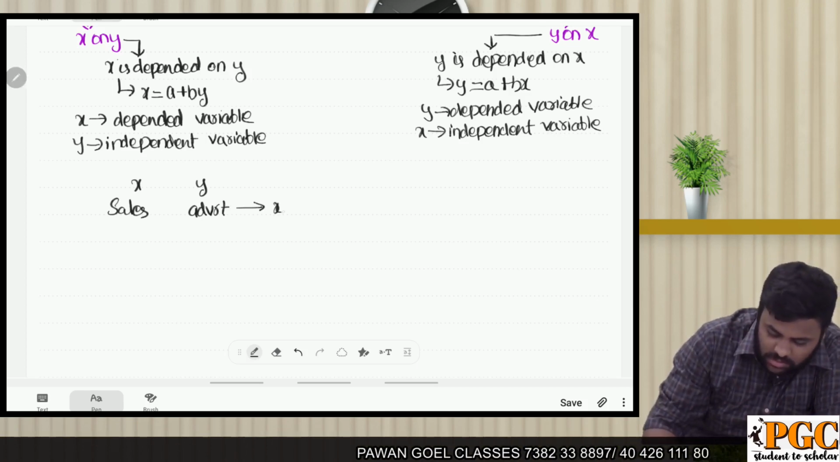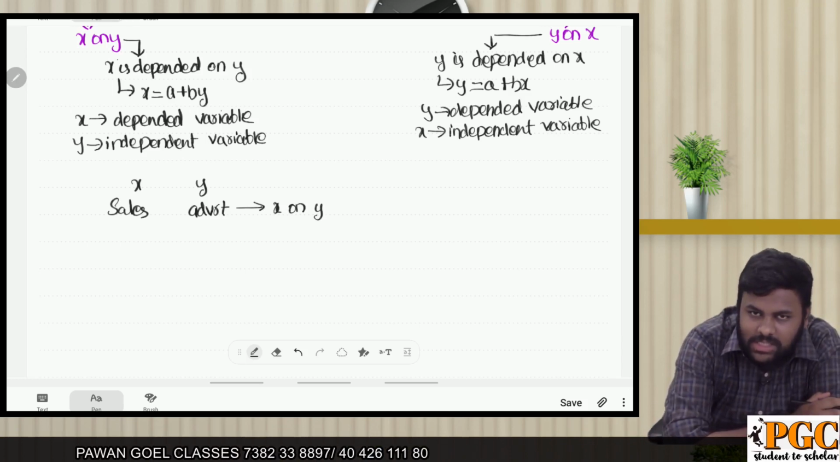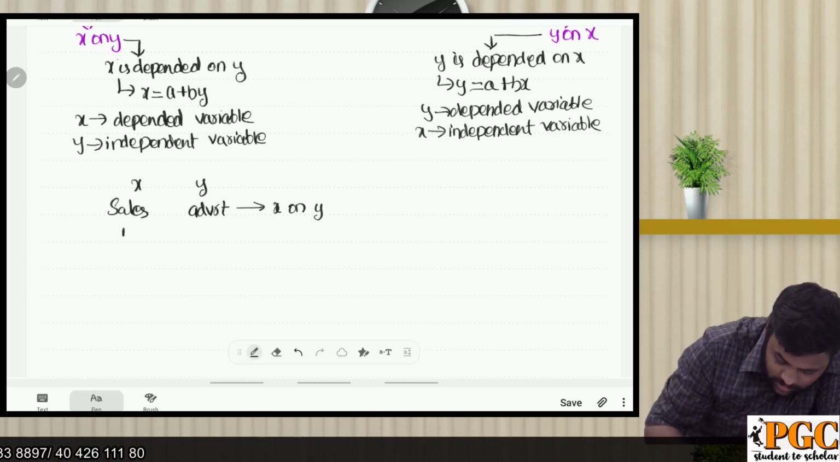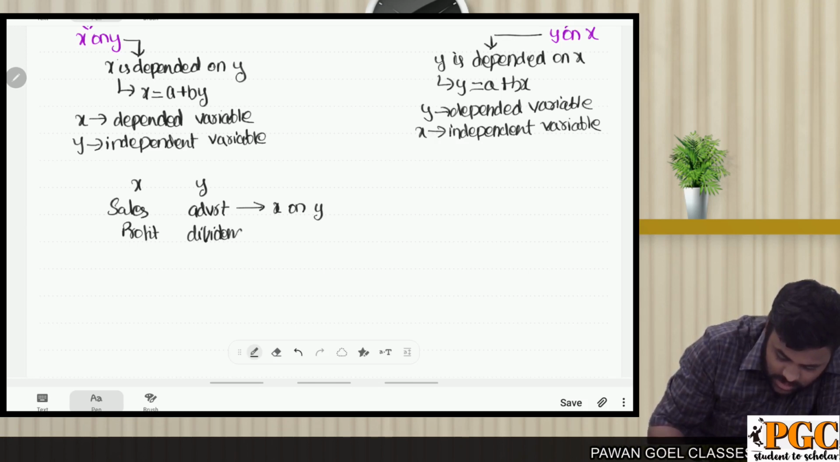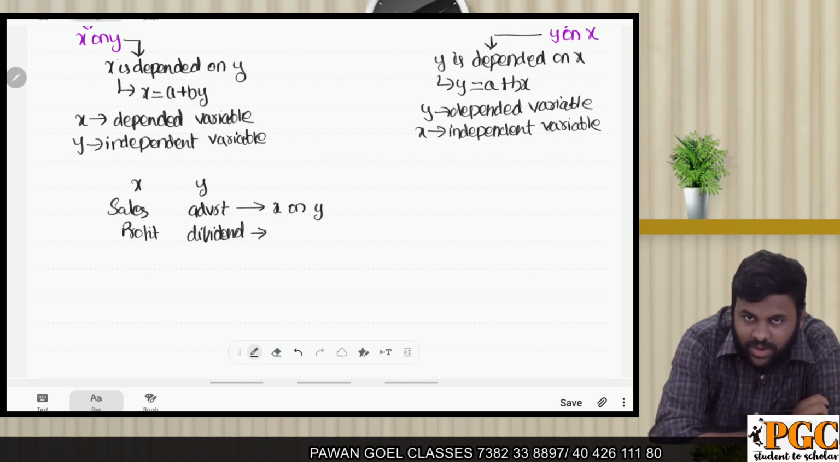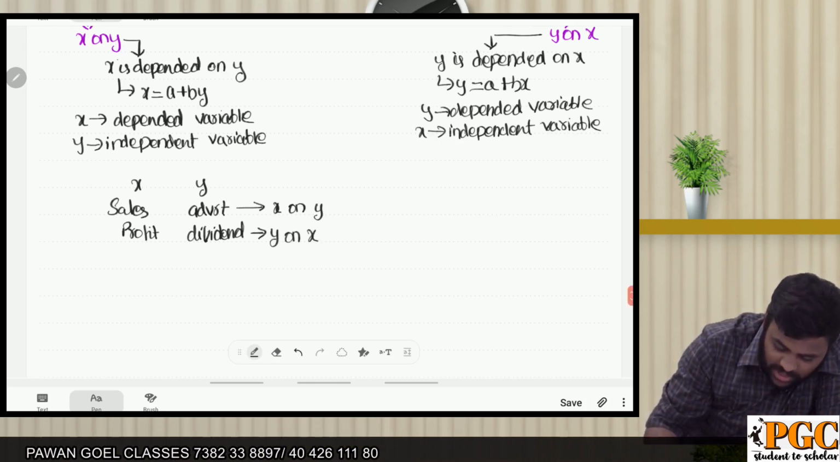Simple. The more advertisement you do, the more sales will happen. The less advertisement you do, the fewer sales will happen. Okay. Next, dividend and profit. Now tell me, my dear friends, is profit dependent on dividend or dividend dependent on profit? I guess dividend is dependent on profit, right? So it is supposed to be y on x.